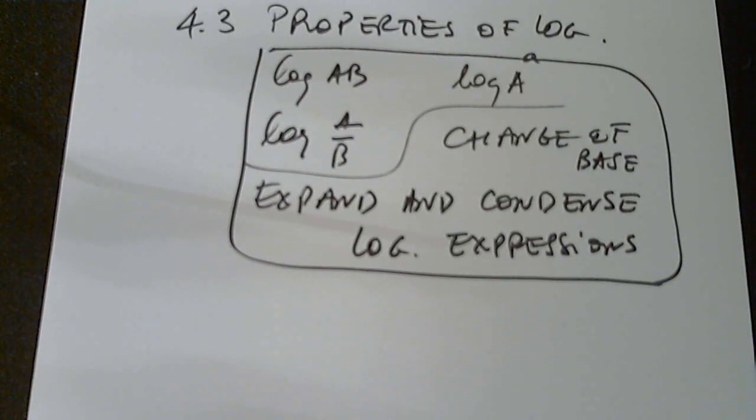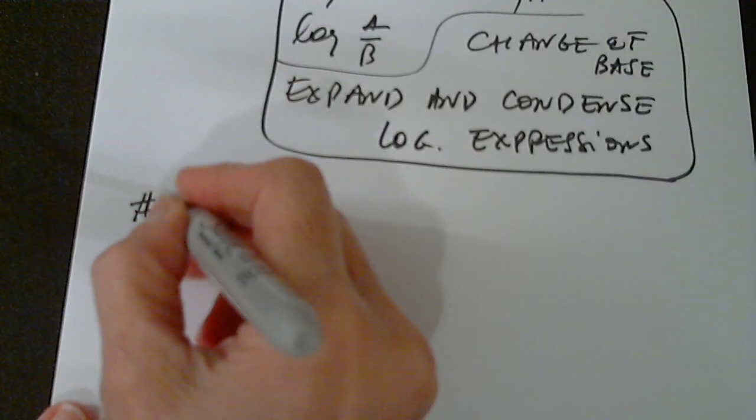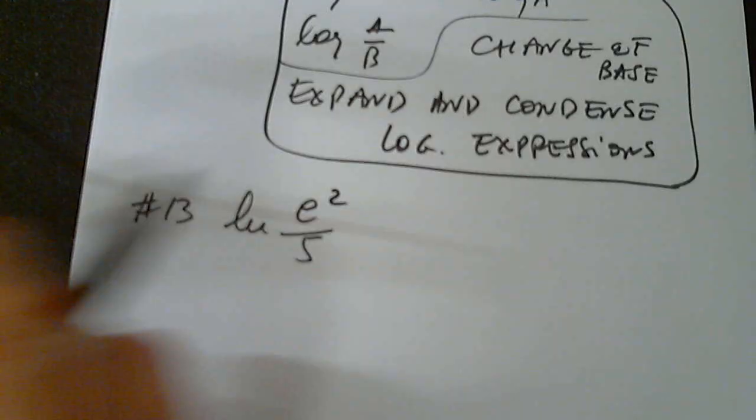And after we condense and expand, we're going to look at exponential and log equations. That's why we need these, to expand and condense. Anyone would like to choose? Can we do 13? Yes, let's start with 13. Very good. 13, we have natural log of e squared over 5.